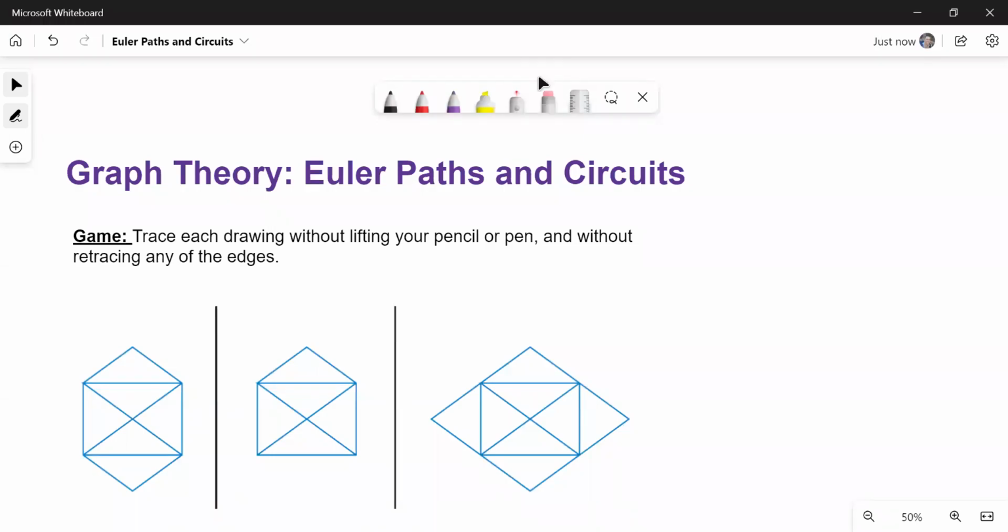Welcome back. In this video, we will take a look at a special kind of path and a special kind of circuit. It's called an Euler. I know it looks like Euler, but it's an Euler path or an Euler circuit. Now, we're going to begin this topic by looking at a little game here. Okay, this game says trace each drawing. There's drawings below, right? Trace each drawing without lifting your pencil or pen and without retracing any of the edges.